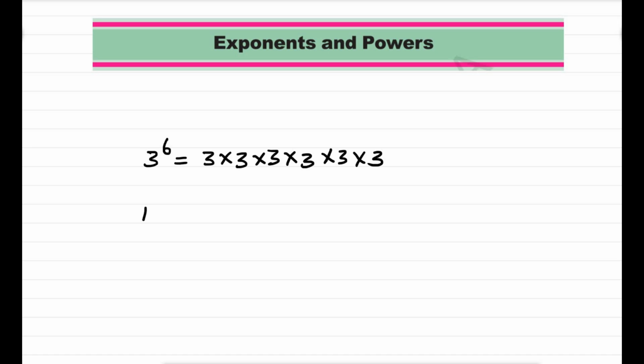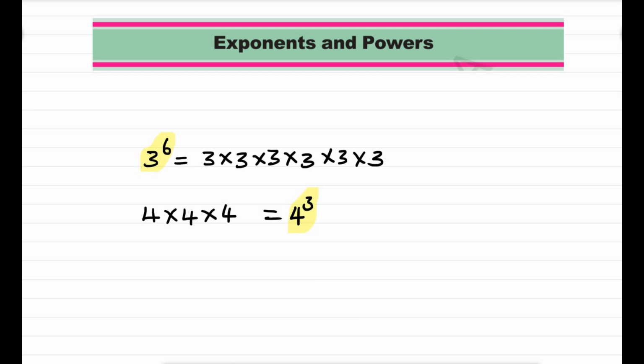If 4 is repeated 3 times, we write it as 4 to the power of 3. Here you can observe that this form is called exponential form. Let us see the terms in this exponential form.